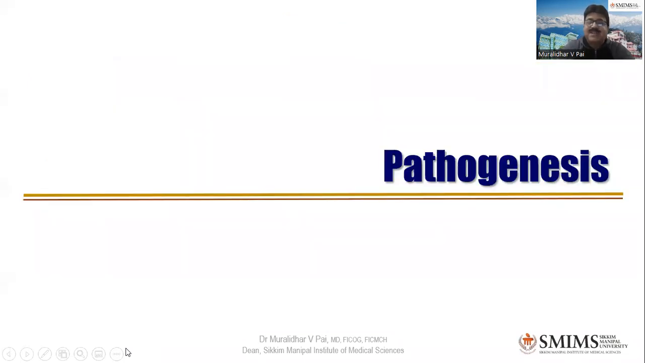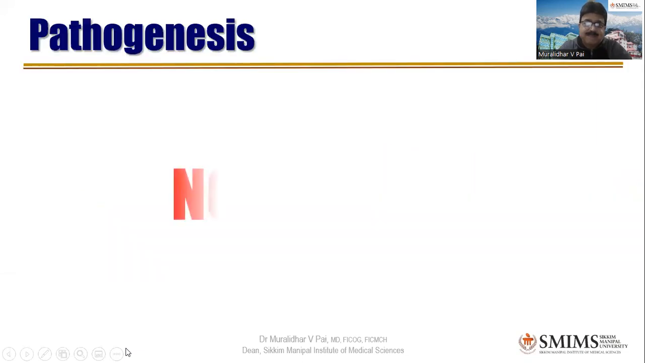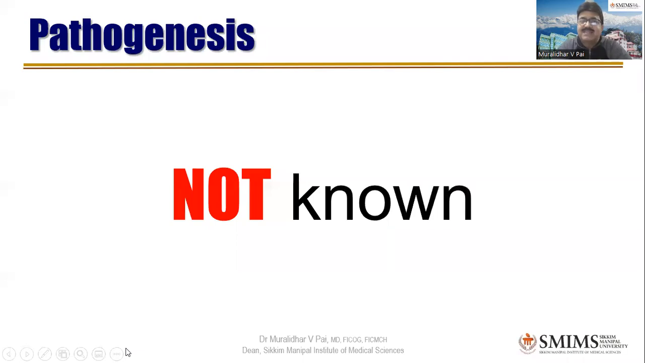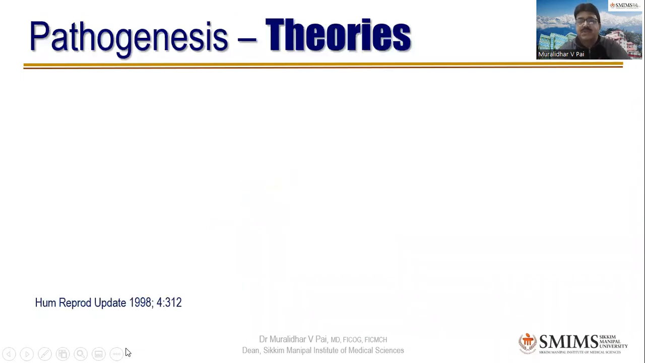Now I come to the all important pathogenesis. What is the etiopathogenesis of adenomyosis? Well, like endometriosis, we do not know the exact cause or exact etiology of adenomyosis. So when we do not know the exact cause, it will be only theories. Like you have different theories in endometriosis, the theory of retrograde menstruation, the theory of metaplasia, theory of metastasis, whether it is lymphatic or vascular metastasis, and then the immunological theory, and then the hormonal theory. Similarly, adenomyosis has got two main theories.